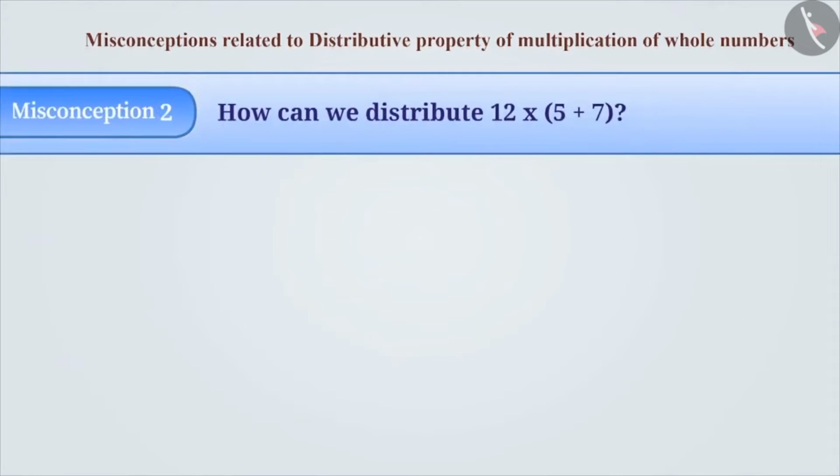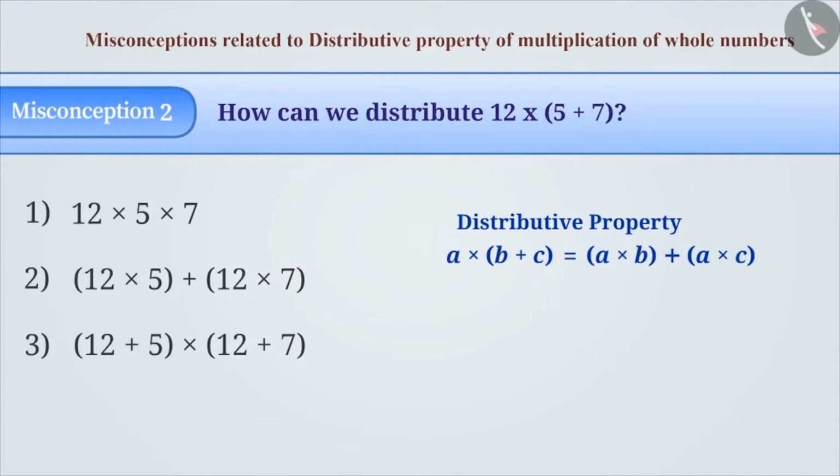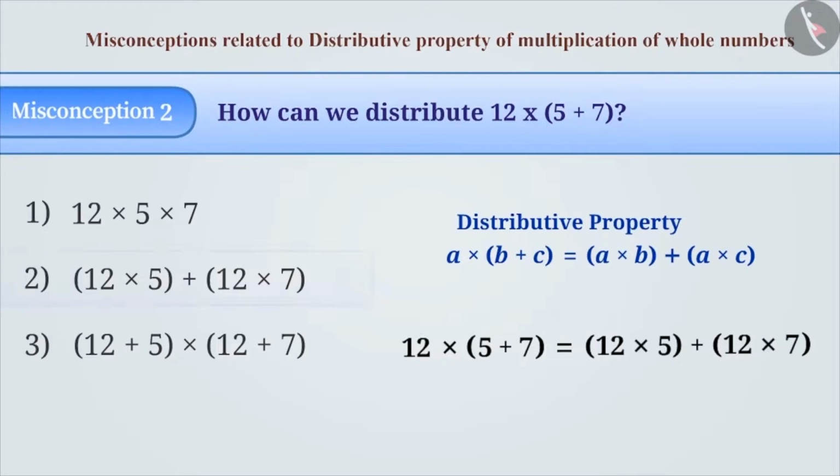Misconception 2. How can we distribute 12 into 5 plus 7? While using distributive property, we need to multiply the numbers inside the brackets with the number outside the brackets. With this understanding, option 2 is chosen, which is the correct answer.